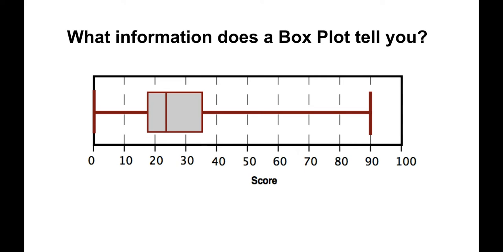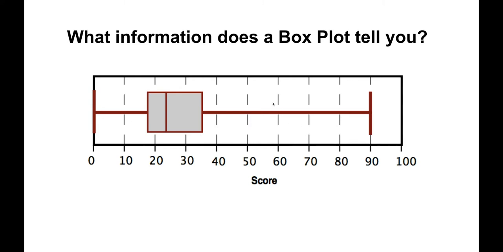So a box plot shows you the range. You can see the maximum, the minimum. In this case, my maximum is 90 and my minimum is 0. You can see the median, which in this case is between 20 and 30. I'd guess it's about, I don't know, 23. You can see that 25% of the data was this low, and 25% of the data, the top scores, were really spread out here between about 36 all the way up to 90.